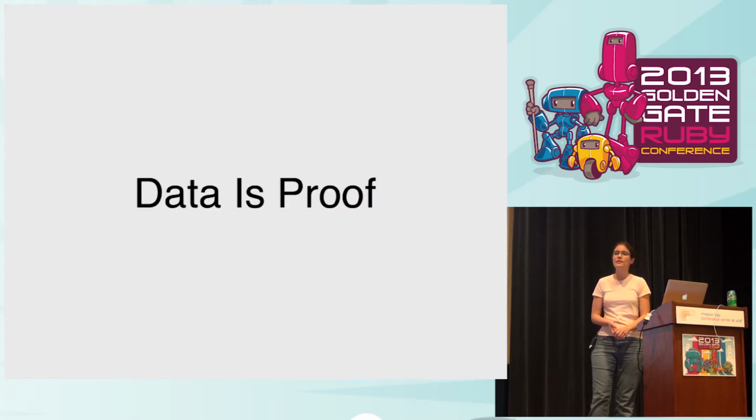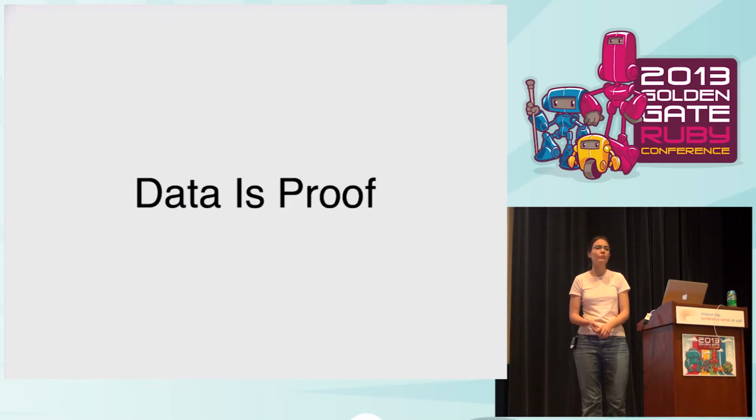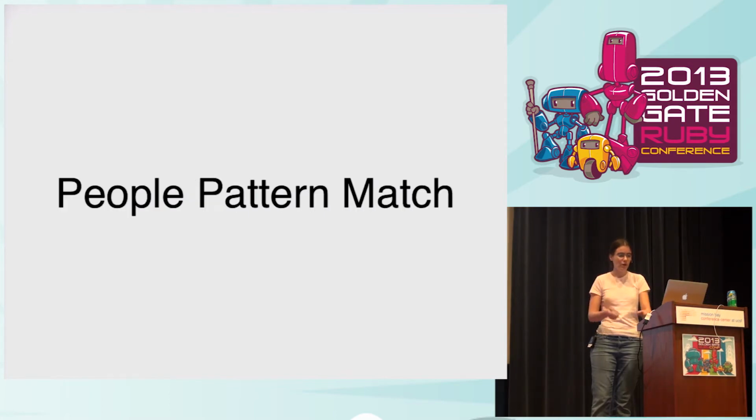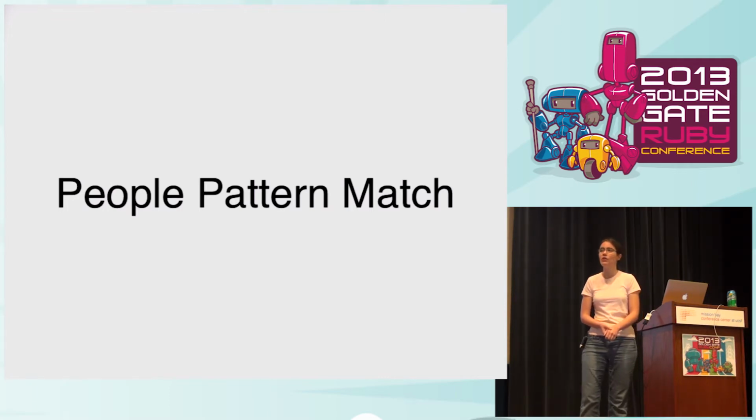And the moral of the story is that data is proof. Hunches aren't good enough. The more important your problem is, the more important it is that you actually understand what's going on and use data to defend your opinions. Also, people pattern match. We are evolved as human beings to find patterns, even when patterns aren't there, oddly enough. And the more you can use this ability, the more effective your communication will be.